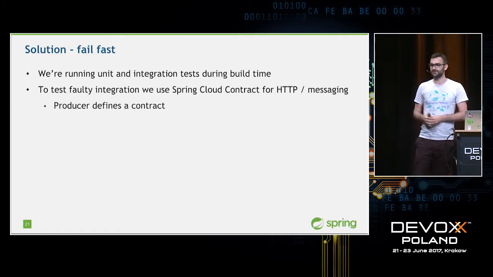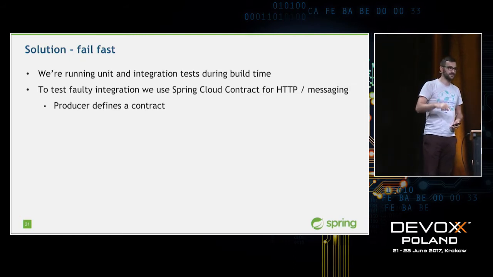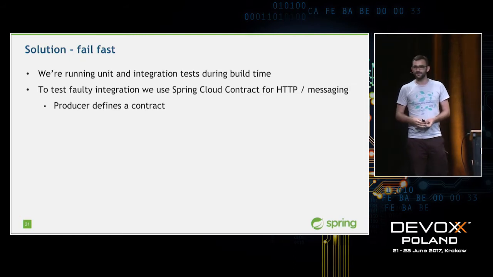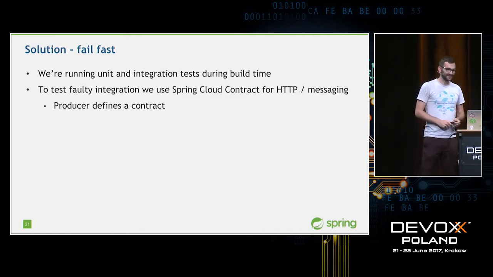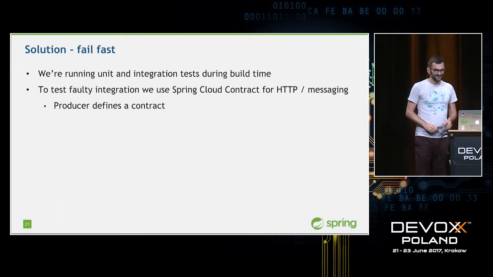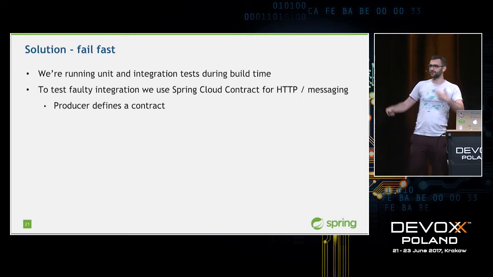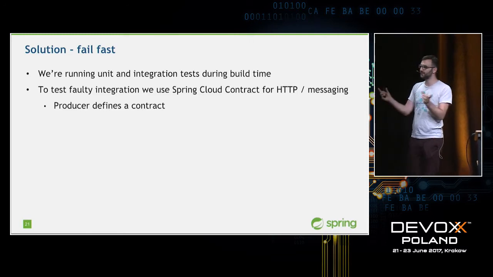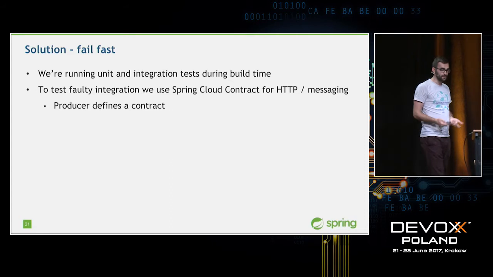And how is it done? So on Wednesday, I gave a talk with Josh, which was 45 minutes about Spring Cloud Contract. Today, I'm going to give it to you in 5 slides. So hopefully you're going to get the idea. So the producer defines a contract. A contract is an agreement between 2 sides on how we're going to communicate, either via REST or messaging.